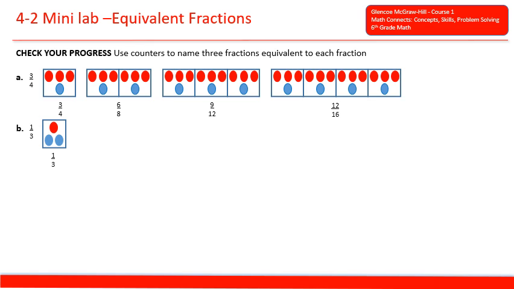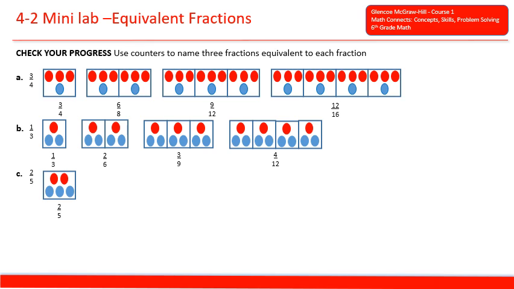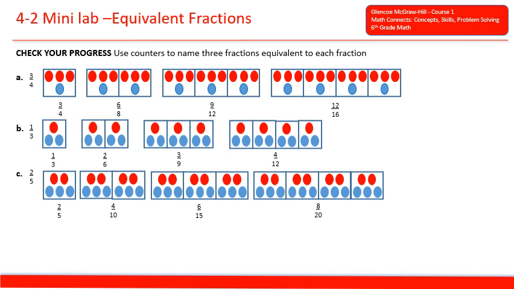1/3, so 1 out of the 3 counters are red. If we have 2 of those groups, we end up with 2/6. If we have 3 of those groups, we end up with 3/9. And if we have 4 of those groups, we end up with 4/12. So 2/5, 2 out of the 5 counters are red, so we have 2/5. And now we have 2 groups of 2/5, so that's 4/10. 3 groups of 2/5 is 6/15. And 4 groups of 2/5 is 8/20.